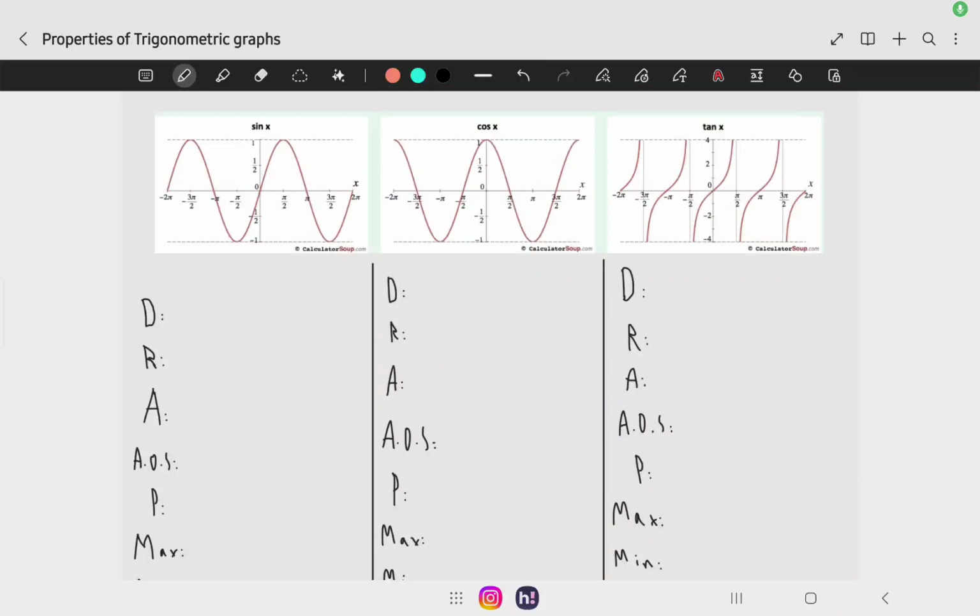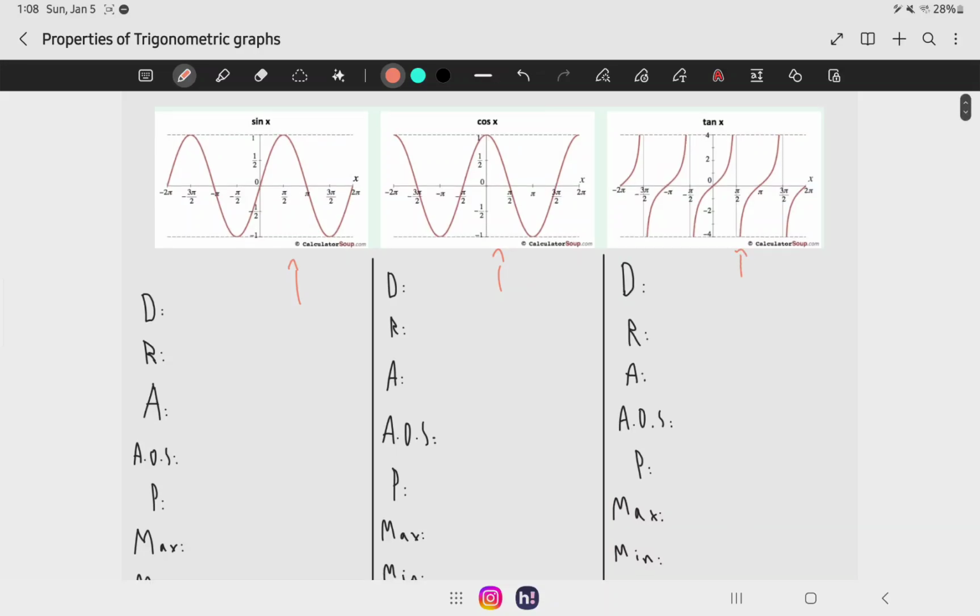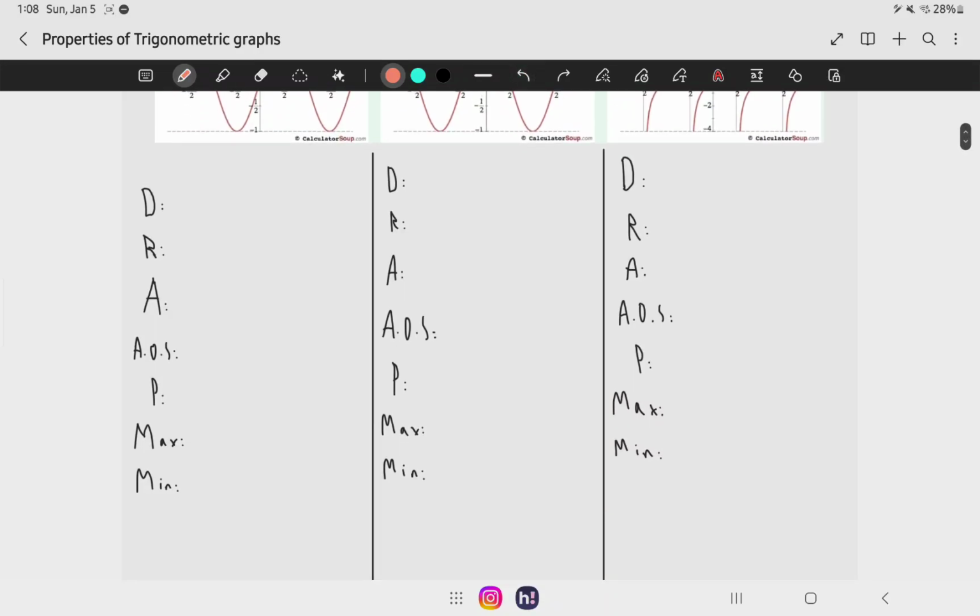Alright, so this is going to be a video tutorial on the properties of the three basic types of trigonometric graphs. So I've divided each graph into three separate columns. So we have our sine x graph, cos x graph, and tan x graph. And we also have a bunch of things to write down for them.